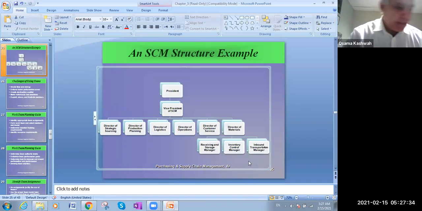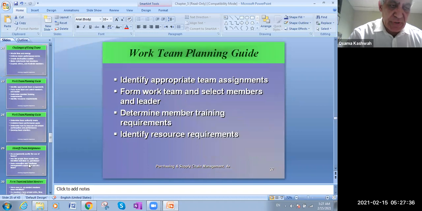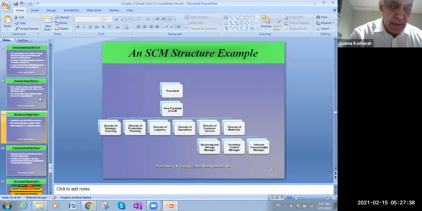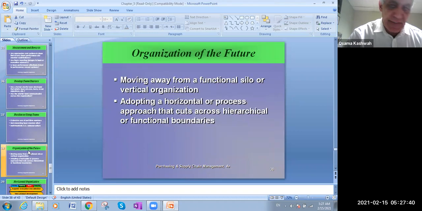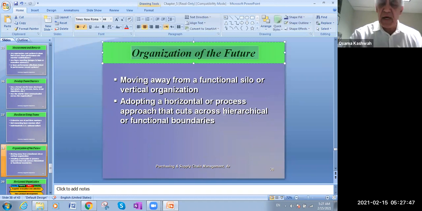That's fine. Now we will move into slide 38. This is very important. It tells me how the organizations of the future will look, or how the organization of the future looks like. Moving away from functional silo or vertical organizations, okay?